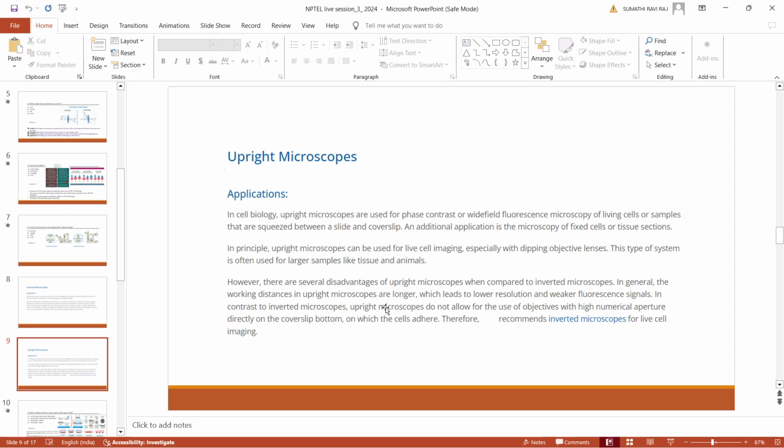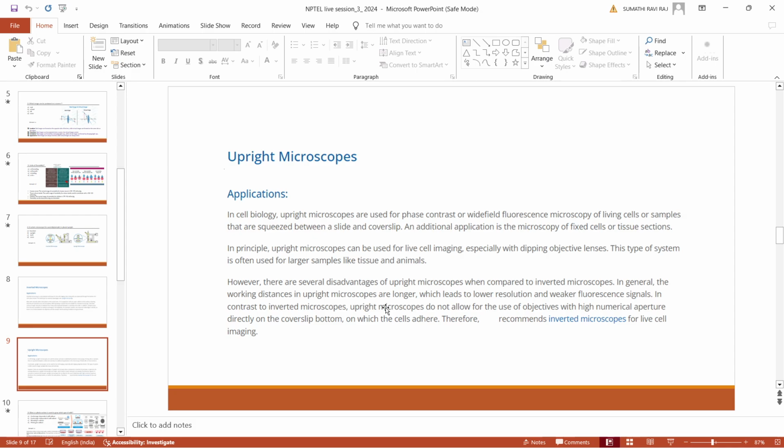Next is the upright microscope. The advantage of the upright microscope is that you can use it for phase contrast and wide field fluorescence. So in wide field fluorescence also you can use an upright microscope. Only for confocal and other things do you need an inverted one.